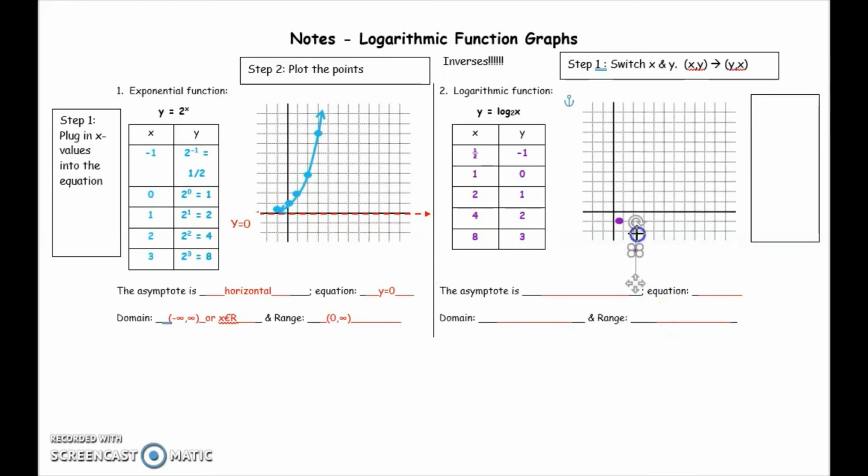Over 1, up 0. Over 2, up 1. Over 1, 2, 3, 4. Over 4, up 2. And over 5, 6, 7, 8, up 3. Okay, so you should plot your points.